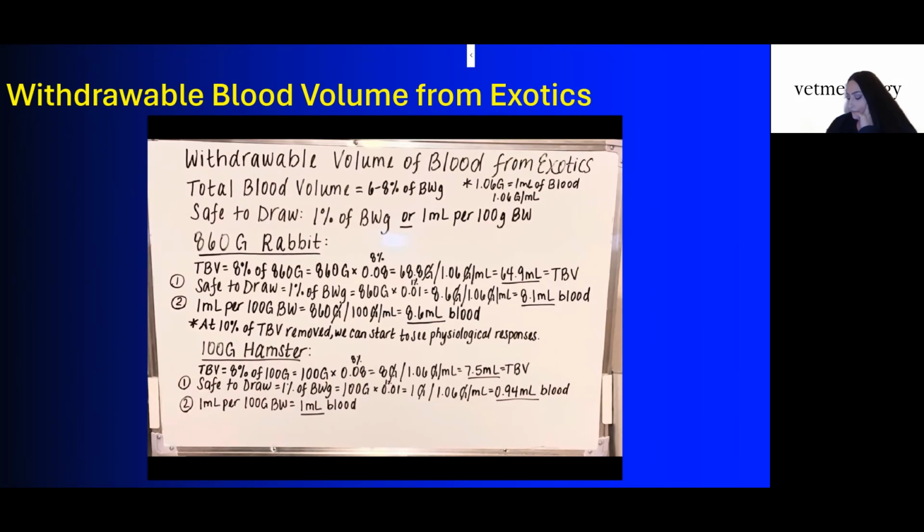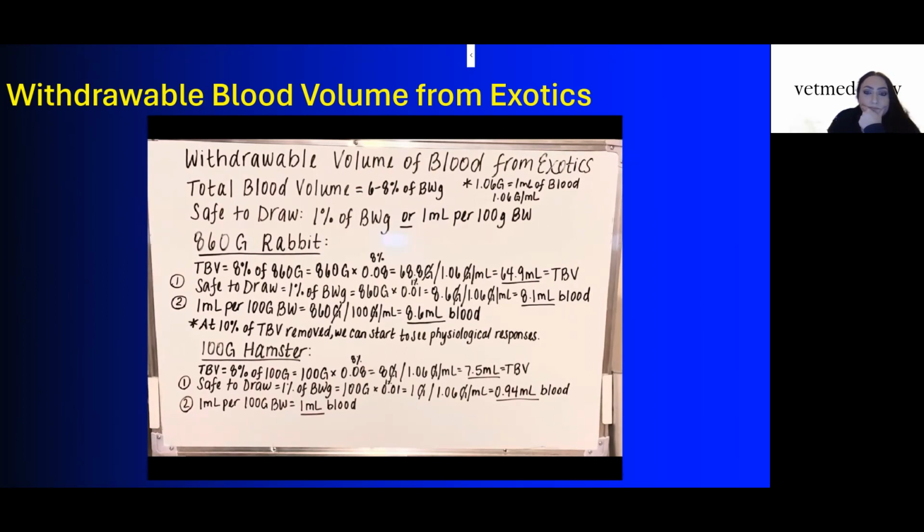There are two methods for how much is safe to draw: either 1% of the body weight in grams, or 1 ml per 100 grams of body weight. We need to know that 1 ml of blood is equivalent to 1.06 grams, so 1.06 grams per ml is part of this calculation.